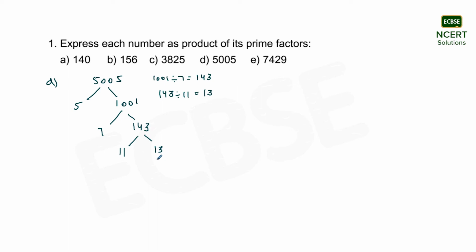And as we know, 13 is a prime number itself. So at this stage, the factor tree will terminate, and 5005 can be represented as the product of its prime factors as 5 into 7 into 11 into 13. Right.